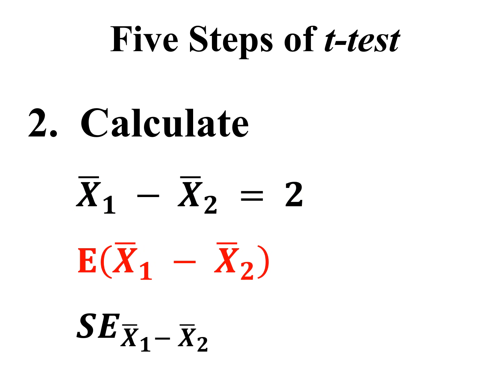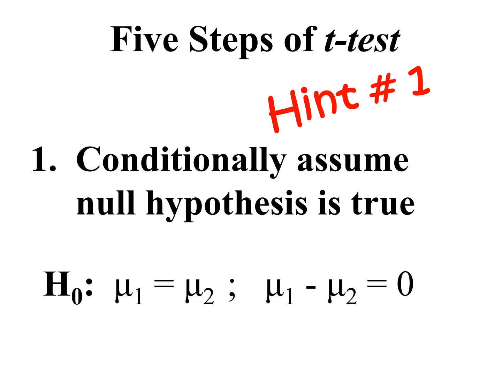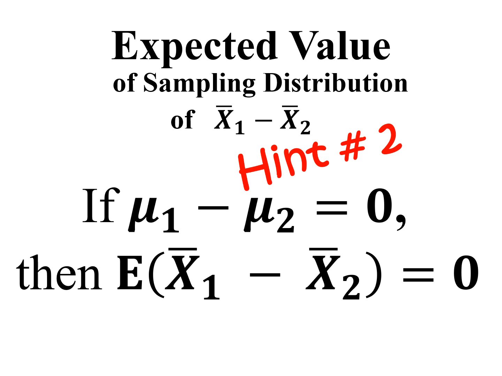The next number that we will calculate is the expected value of the sampling distribution. What is the expected value of the sampling distribution of the difference between the two means? Go ahead and take a couple of seconds and think of this answer. I'm going to give you a hint. Our first step was to conditionally assume that the null hypothesis is true. Take another couple of seconds and think of your answer. Well, I am now giving you a second hint.